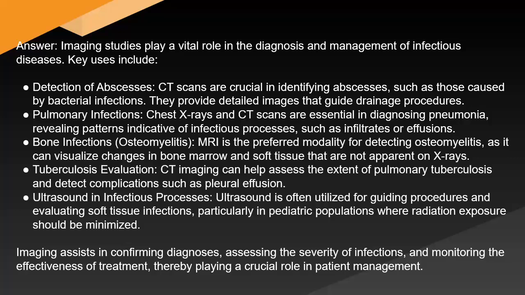Pulmonary infections. Chest X-rays and CT scans are essential in diagnosing pneumonia, revealing patterns indicative of infectious processes such as infiltrates or effusions. Bone infections. Osteomyelitis. MRI is the preferred modality for detecting osteomyelitis, as it can visualize changes in bone marrow and soft tissue that are not apparent on X-rays. Tuberculosis evaluation. CT imaging can help assess the extent of pulmonary tuberculosis and detect complications such as pleural effusion.